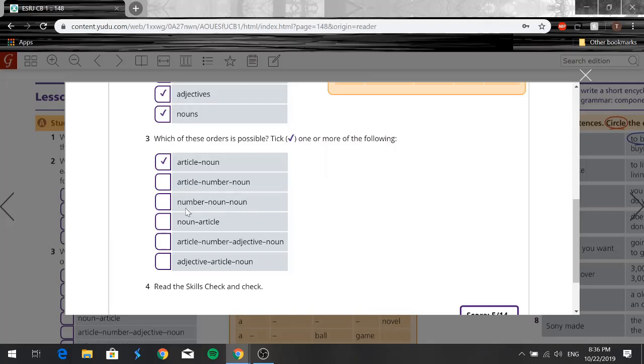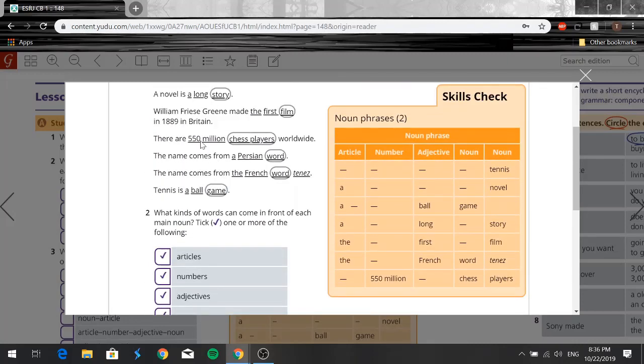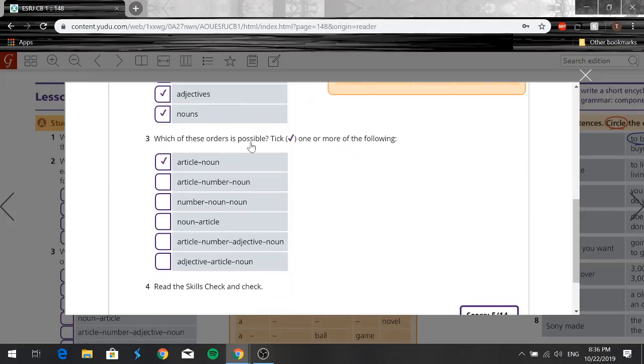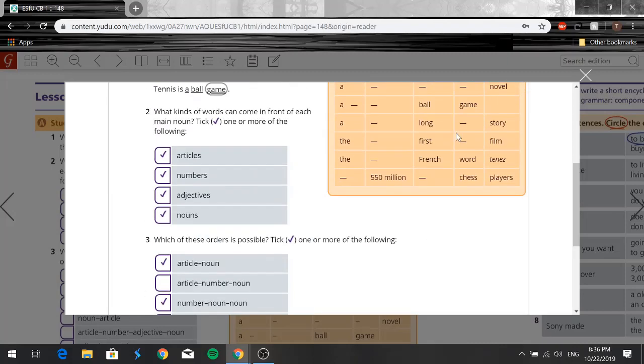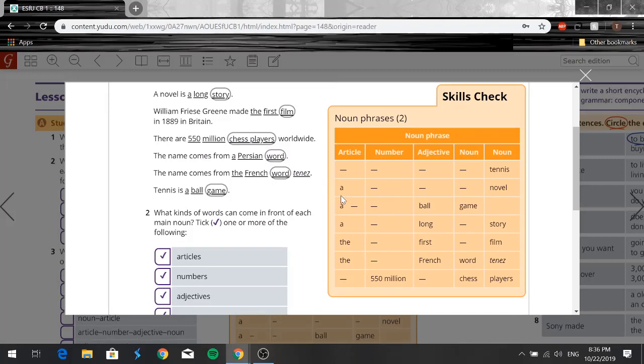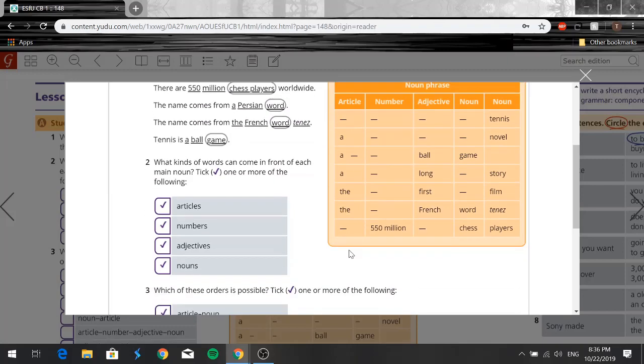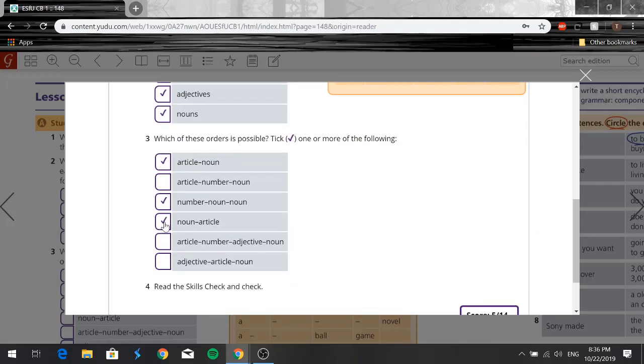We have a number and then 2 nouns. So let's say, for example, here, we have one. If I say 550 million chess players, these are 2 nouns. So we'll tick this one as well. Then we have a noun plus an article. So now this is possible, right? A noun and then an article right after. So you're going to start with the noun and then add like a or the or an as well. Okay? So we'll choose that as well.